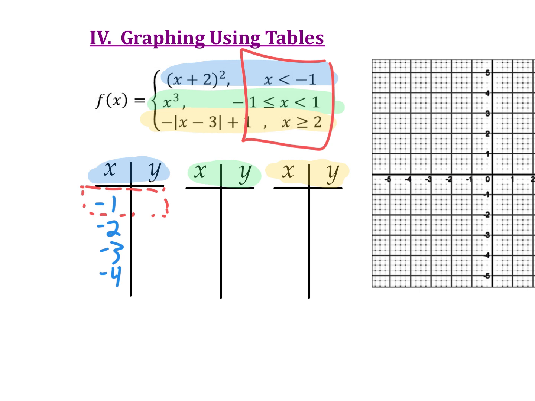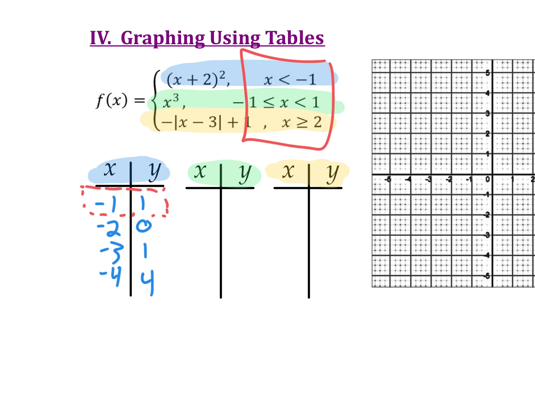So now we'll plug in all these values. I'm plugging into this blue function here. -1 plus 2 is 1. Square it, I get 1. -2 plus 2 is 0 squared is 0. -3 plus 2 is -1 squared is 1. -4 plus 2 is -2 squared is 4. There we go.